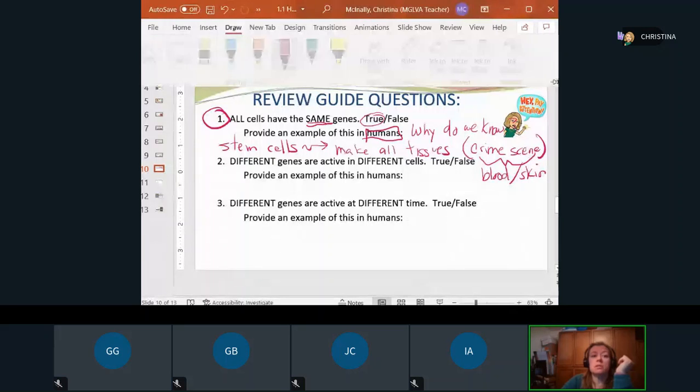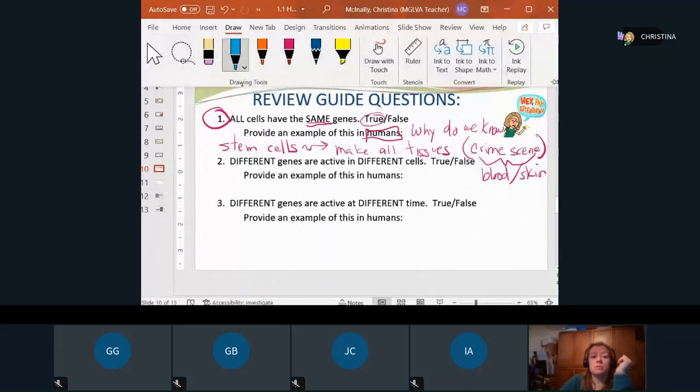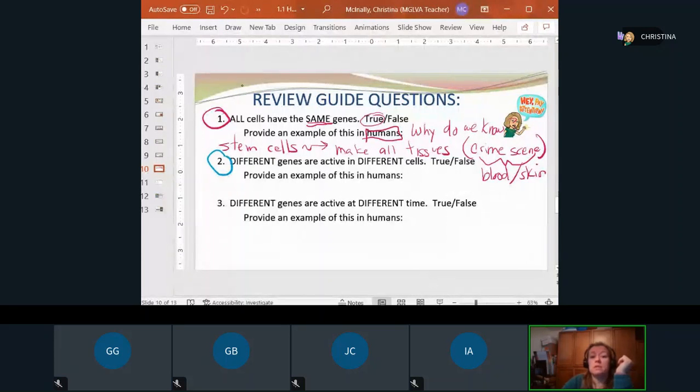Awesome. Let's try number 2. Different genes are active in different cells. True or false? John says true. Mandy says true. Kaylee says true.